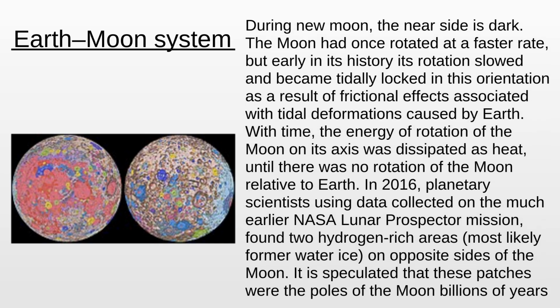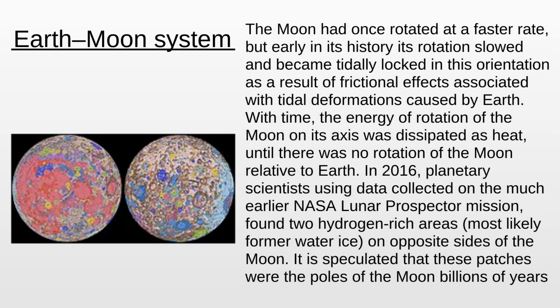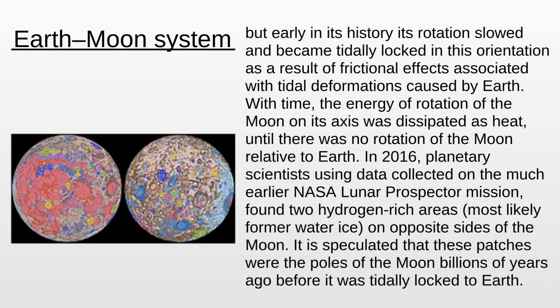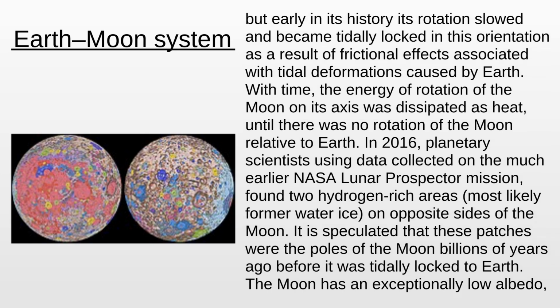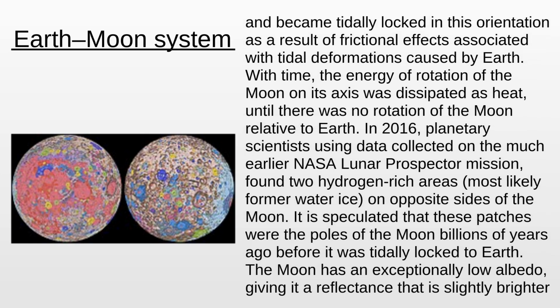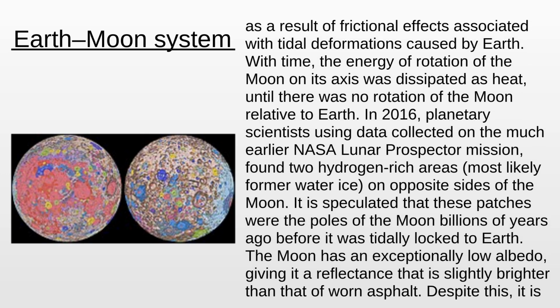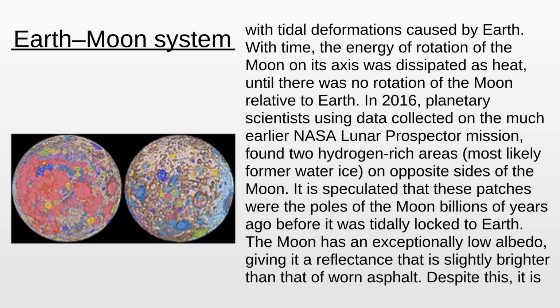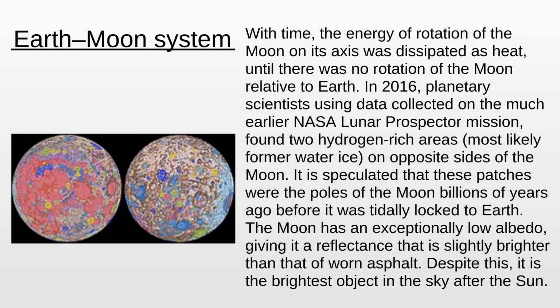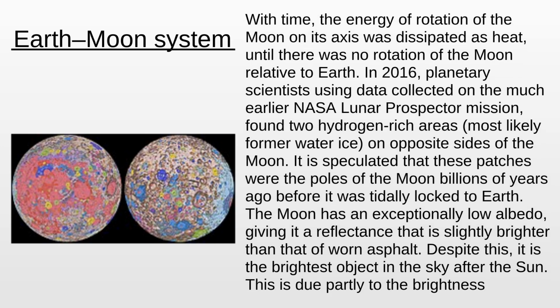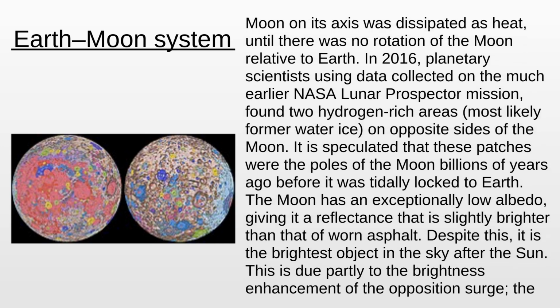The Moon had once rotated at a faster rate, but early in its history its rotation slowed and became tidally locked in this orientation as a result of frictional effects associated with tidal deformations caused by Earth. With time, the energy of rotation of the Moon on its axis was dissipated as heat, until there was no rotation of the Moon relative to Earth.